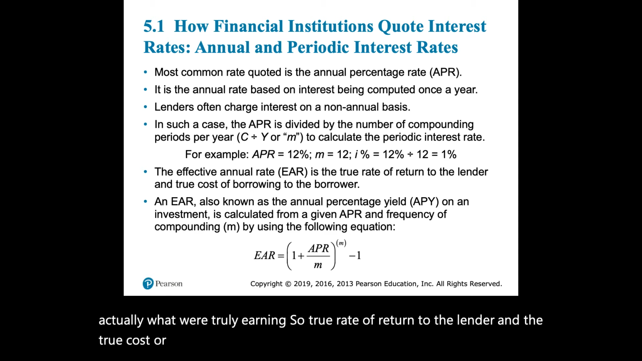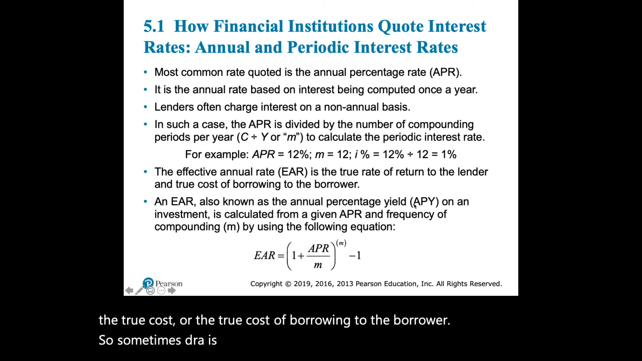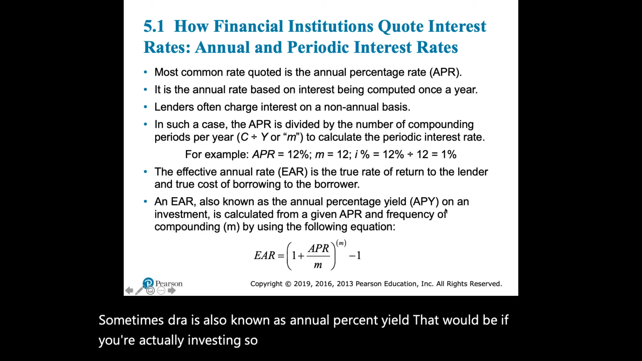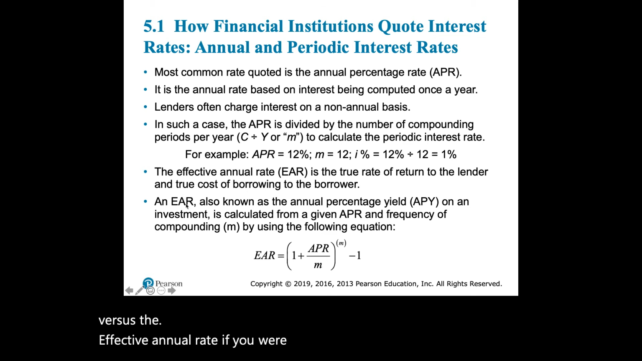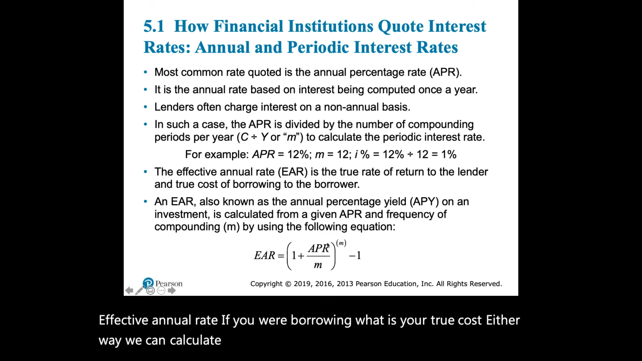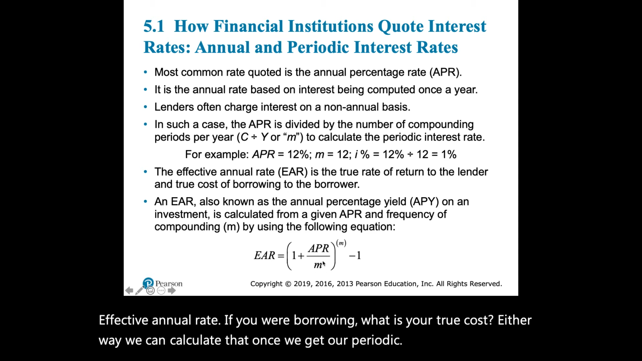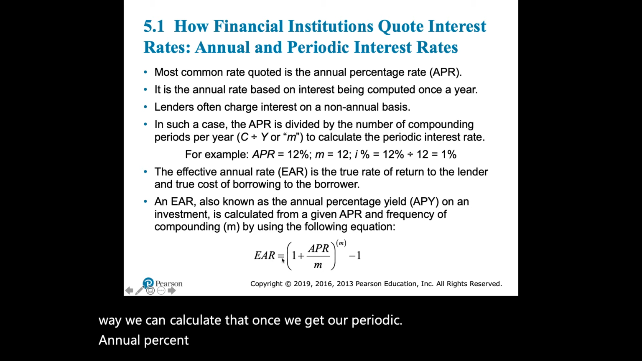So sometimes EAR is also known as annual percent yield. That would be if you're actually investing. So what is your true yield versus the effective annual rate if you were borrowing? What is your true cost? Either way, we can calculate that. Once we get our periodic annual percent rate, we can plug it in, and we can easily solve for EAR.